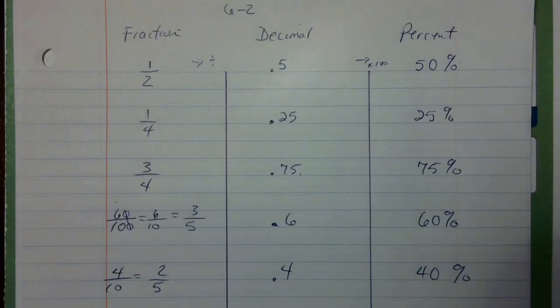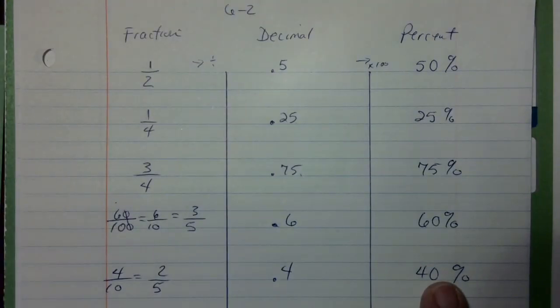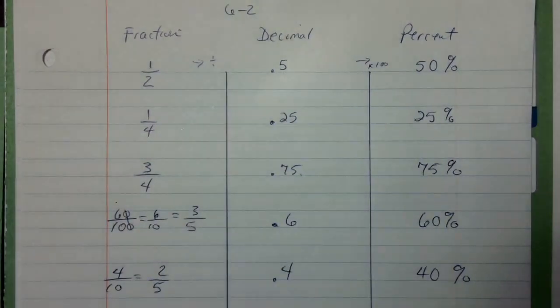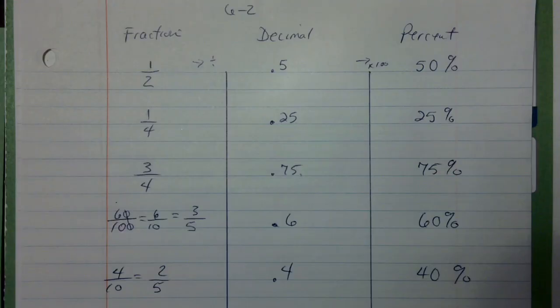So what I'm trying to show you here is, if I give you the percent, you need to be able to give me this one and this one. If I give you the decimal, you need to be able to give me this one and this one. If I give you the fraction, you need to be able to give me the other two. It doesn't matter which one I give you. Fractions, decimals, and percents are like cousins. You got to be able to find the other version. They're all connected.